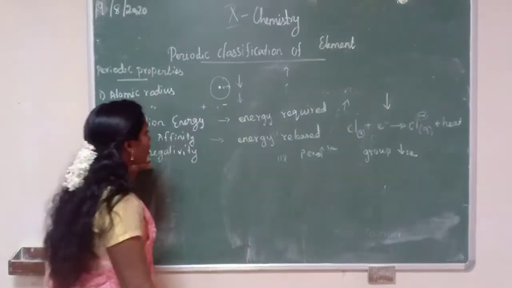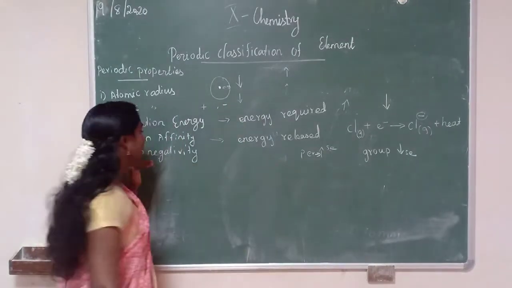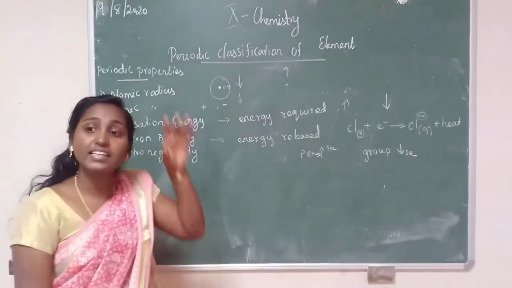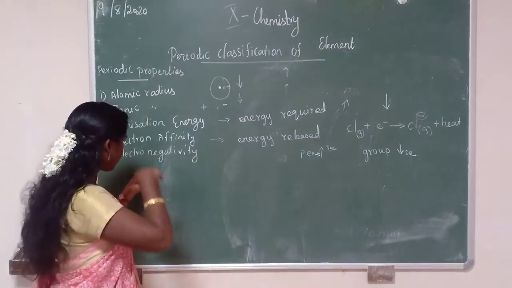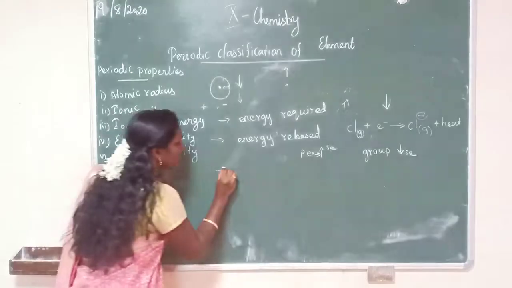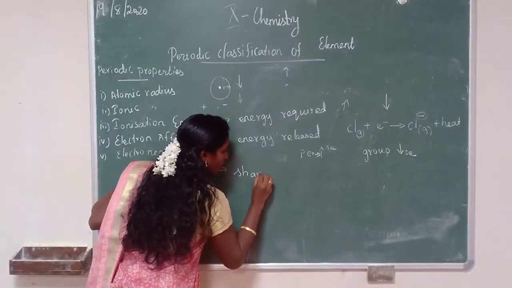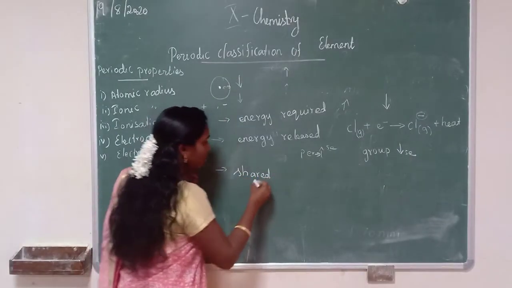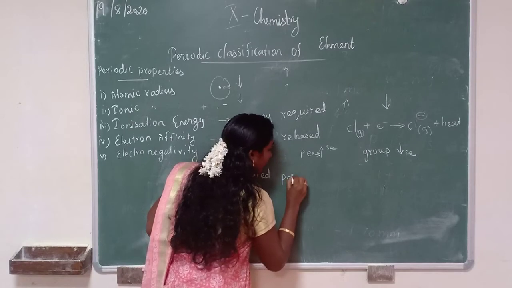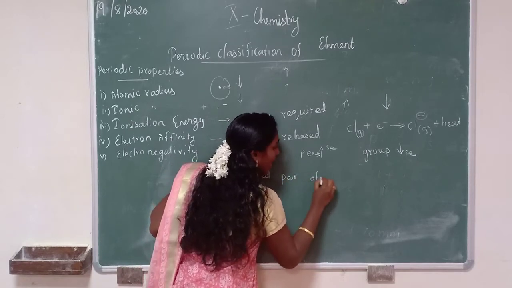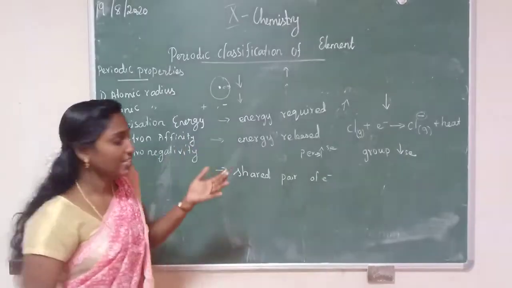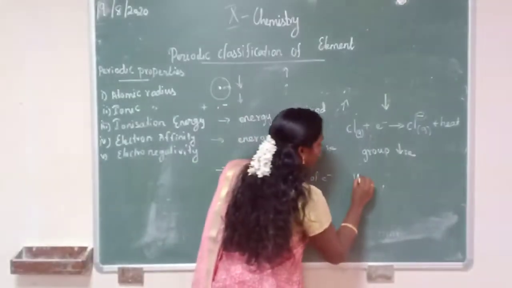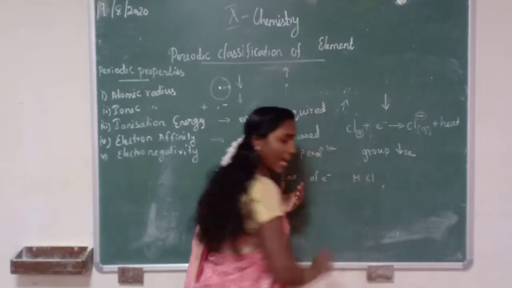The next, electronegativity. Electronegativity means the tendency of an atom to attract the shared pair of electrons. The tendency of an atom to attract the shared pair of electrons. That means you can consider the HCl molecule. You all know HCl, hydrochloric acid.